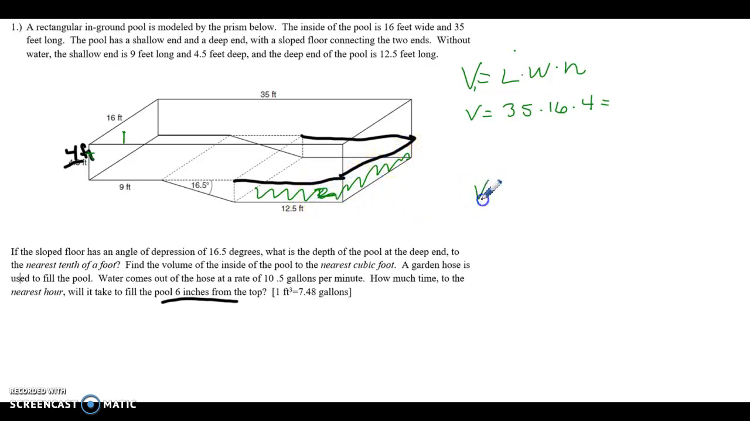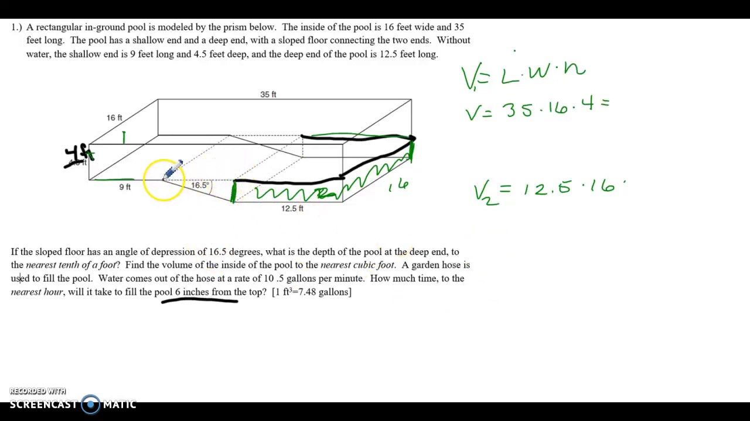So volume 2 is another rectangular prism, and its dimensions are 12.5 by 16, this width would be 16, and then we need to calculate this length here. To do that, let's see, what do we need to do? Oh, hold on, that's not what we need to calculate. We need to calculate this height, which we're going to work on when we're doing this triangular prism.